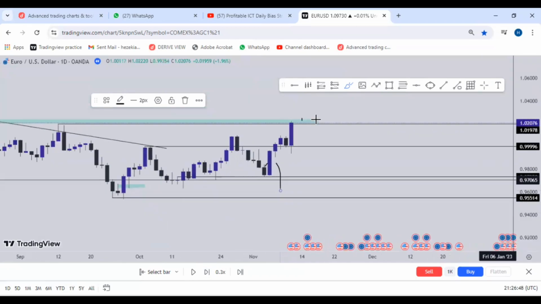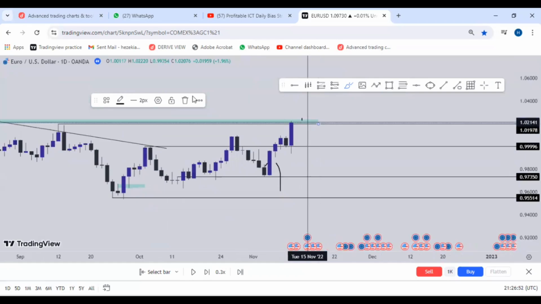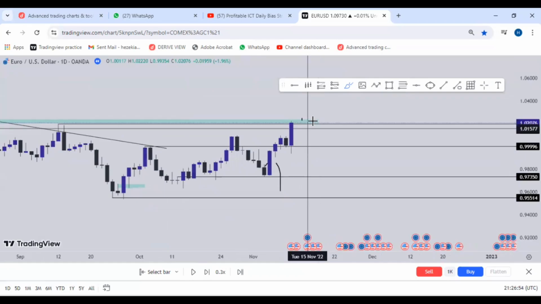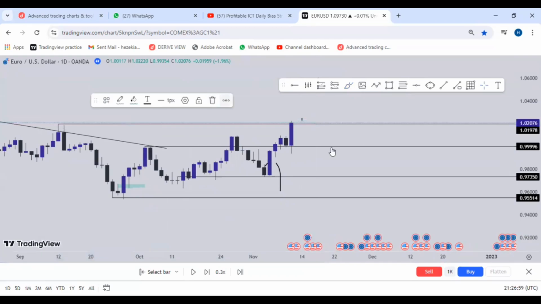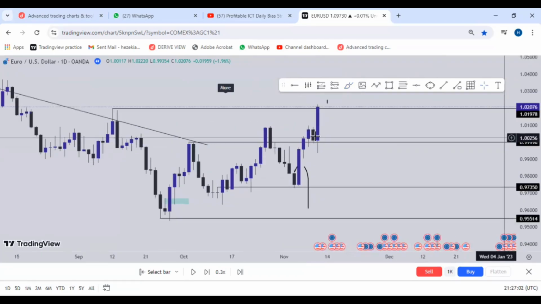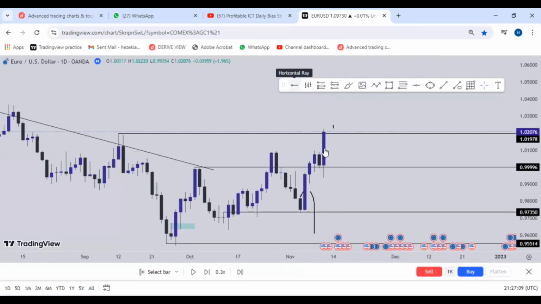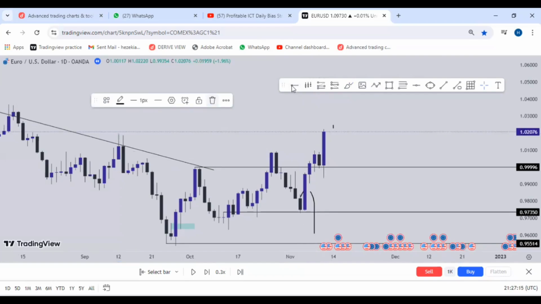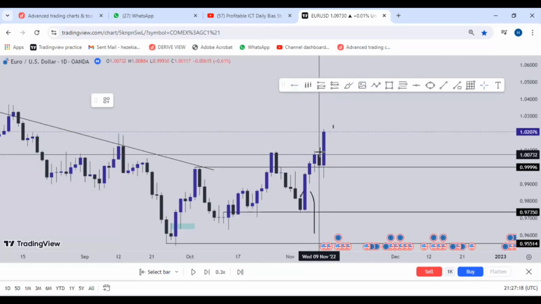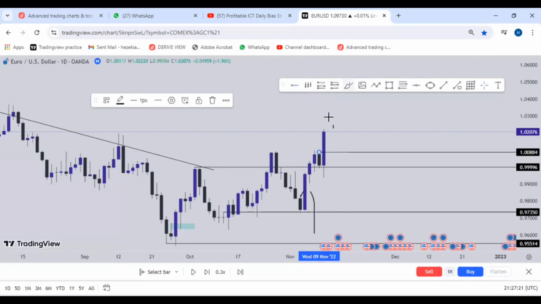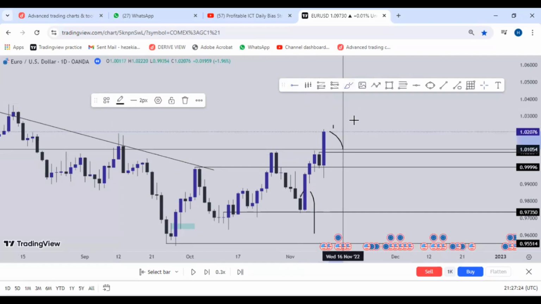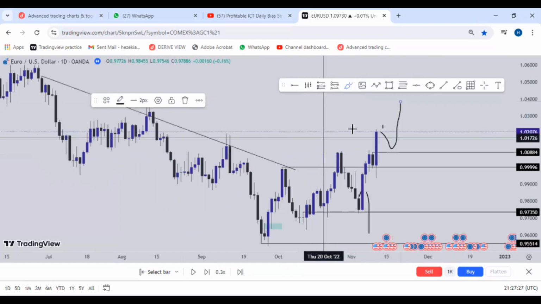Now, we tapped into this zone. The first target is being hit here. Permit me to get rid of this. But before we hit that target, can you see that this particular candle sweeps both the highs and the lows of the previous candle? That tells me another thing here. It sweeps both the highs and the lows of this previous candle here. So I will be expecting this market to pull back into this zone and possibly continue the upward movement to break the structure above this zone.